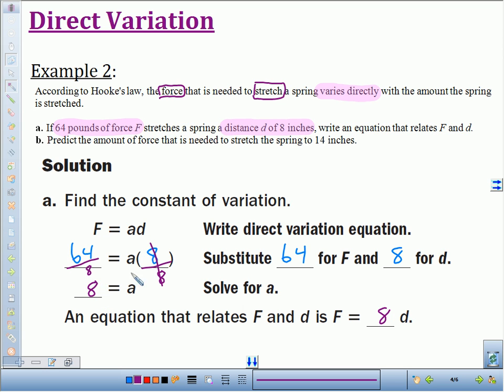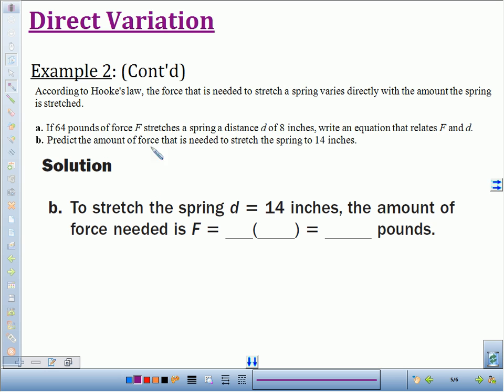Now, we can use this equation, F equals 8D, to answer part B here. Part B asks us to predict the amount of force needed to stretch the spring 14 inches. So, we're predicting force. We need to find F. Now, we know the constant of variation is 8. We just figured that out.